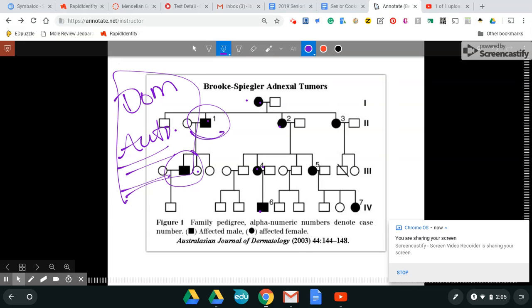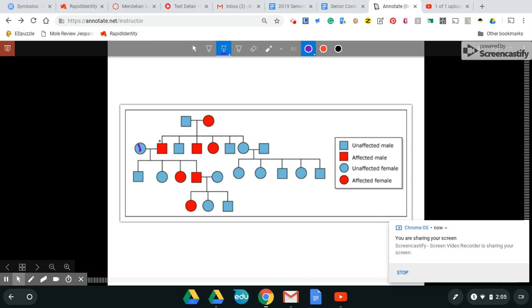So let's say I wanted to know what is the sex of individual 2? So here's generation 2. Here's individual 1, 2, 3, 4. 1, 2. Don't worry about these numbers here. So 1, 2, that would be a girl, right? Okay, so let's do the next one.